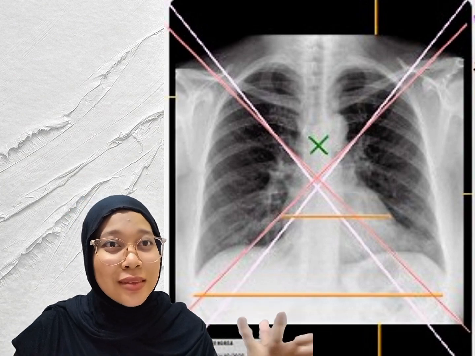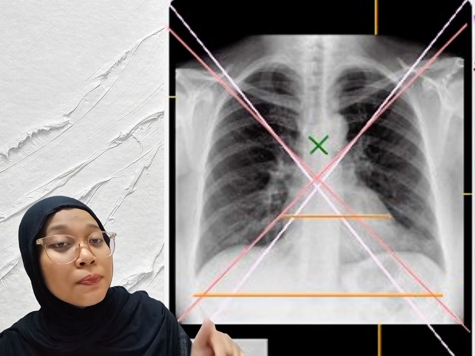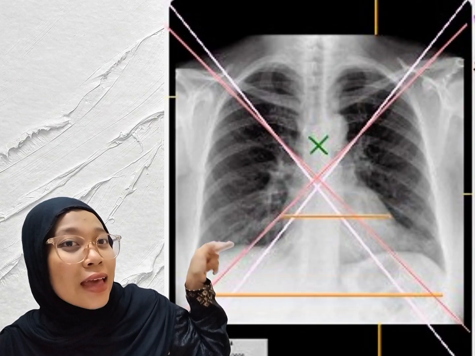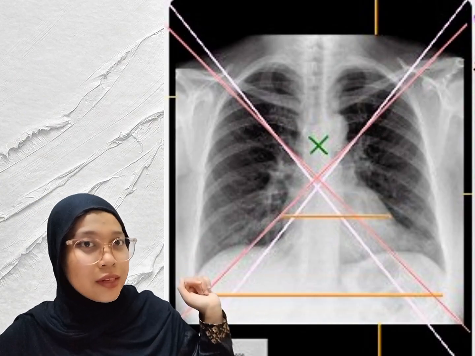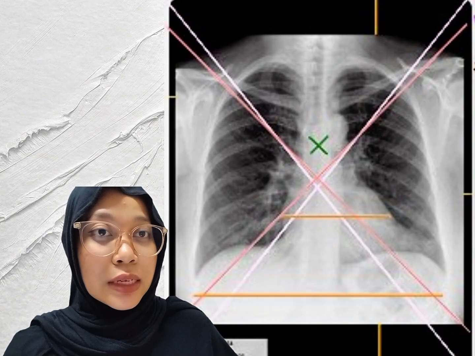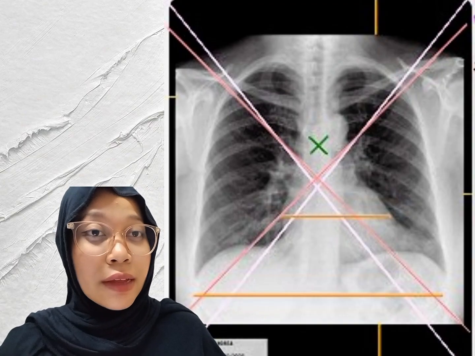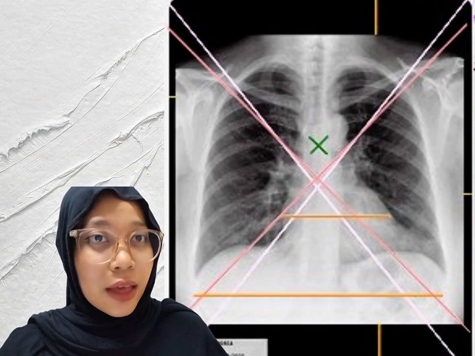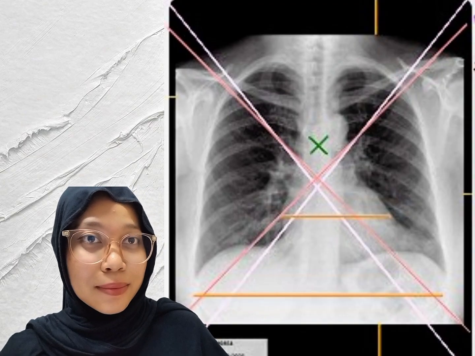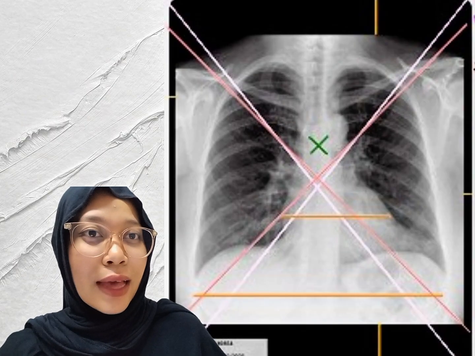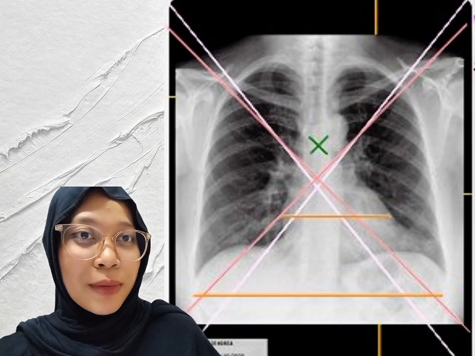So, where is the centering point? The centering point for the PA chest is at the level of T7. To improve this, adjust the centering point of collimation at the level of T7 and also adjust the image receptor at the same level as the centering point of collimation.